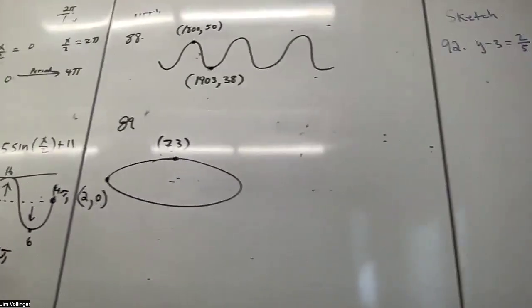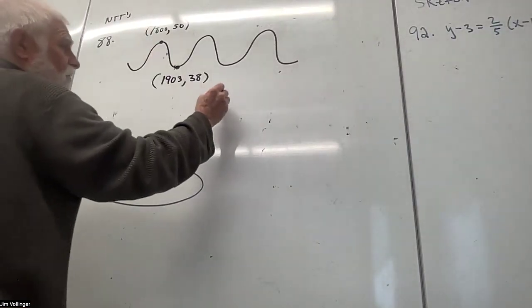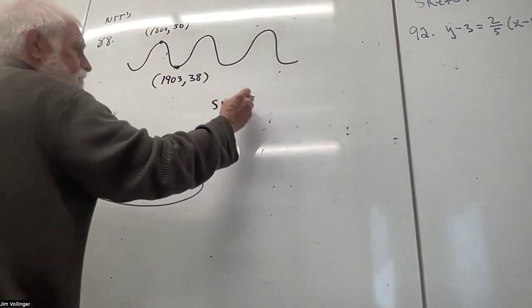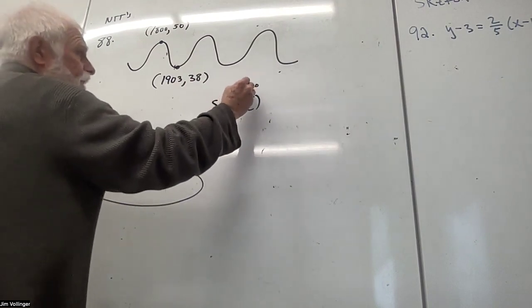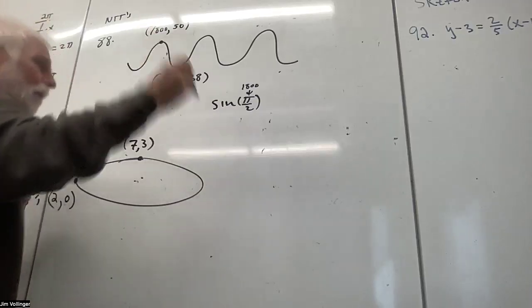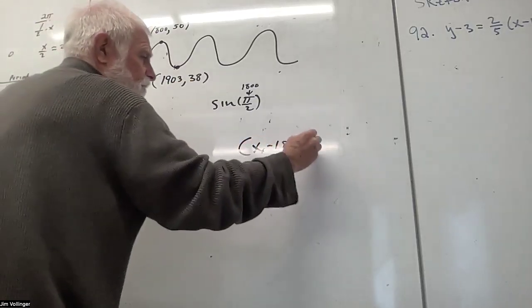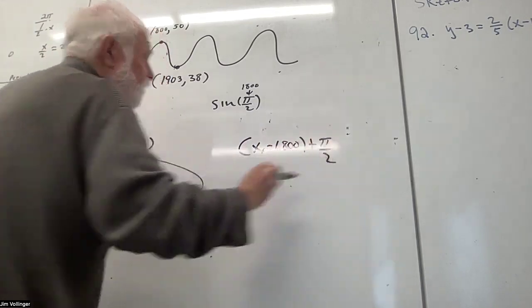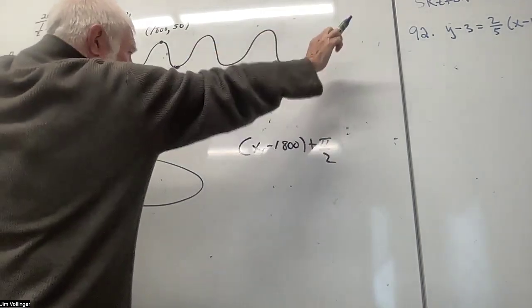All right, so what do I see? I see a max. Well, I know the sine of pi over 2 is a max. So it would be very nice if I could get 1800 to act like pi over 2. Oh, you say I can? Yes, you're right. X minus 1800 plus pi over 2. Because if I unwrap this, I get a linear function. If I pull the string, it's linear.